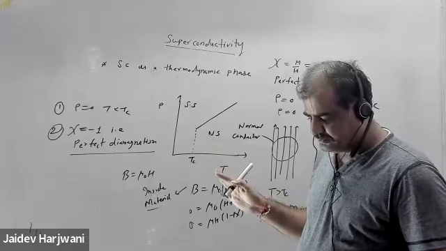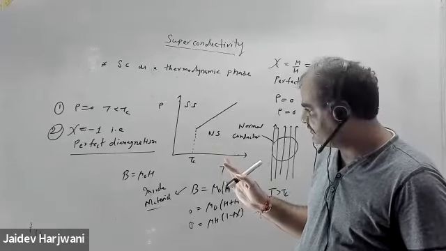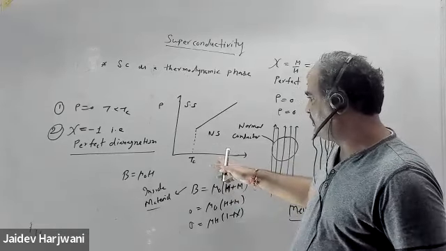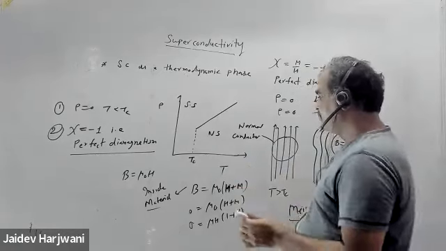Sir, can you explain graph once again? Which one? Graph, sir. It is this graph. No, no, this one? Transition. Yes, sir.